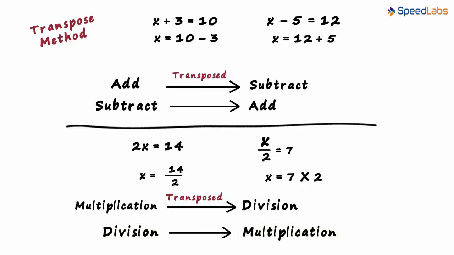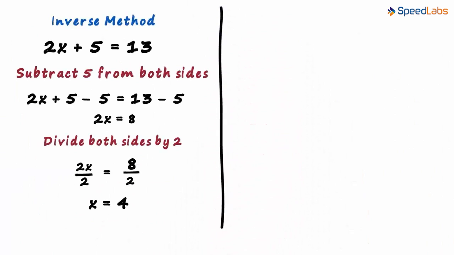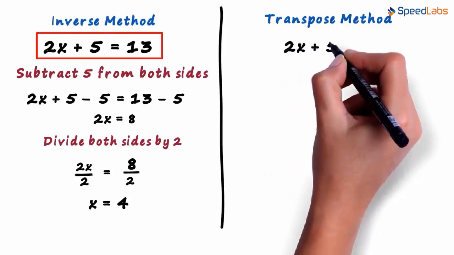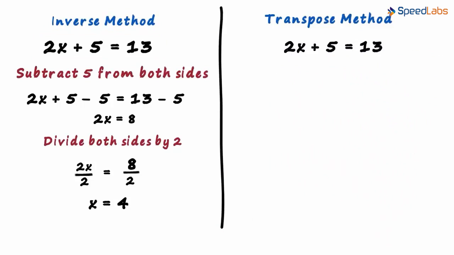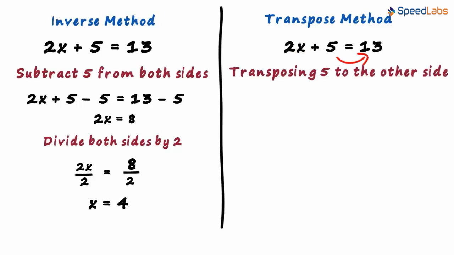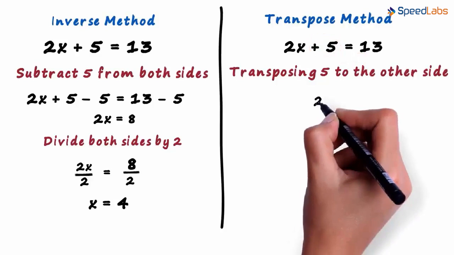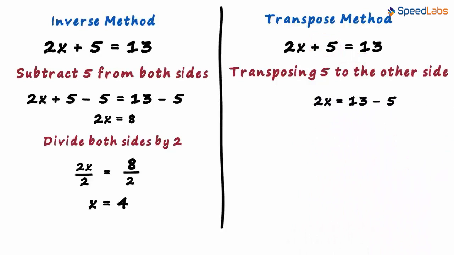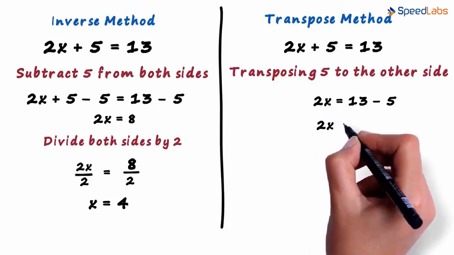Now let's see how the transpose method helps us solve an equation. Let us solve the same equation we solved using the inverse operations method: 2x plus 5 equals 13. I reiterate, our aim is to keep just the variable on the left-hand side. So we transpose 5 to the other side. Since it is added on the left-hand side, we transpose it to the right-hand side and subtract it from 13. We get 2x equals 13 minus 5. This gives us 2x equals 8.